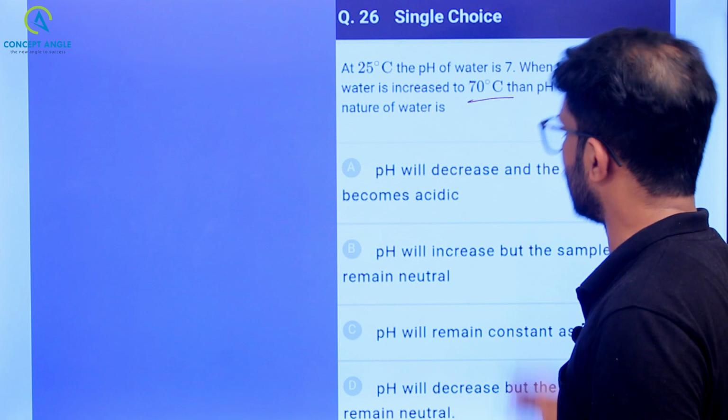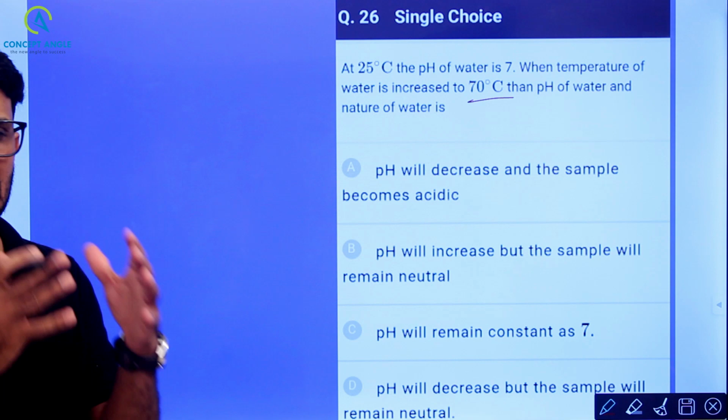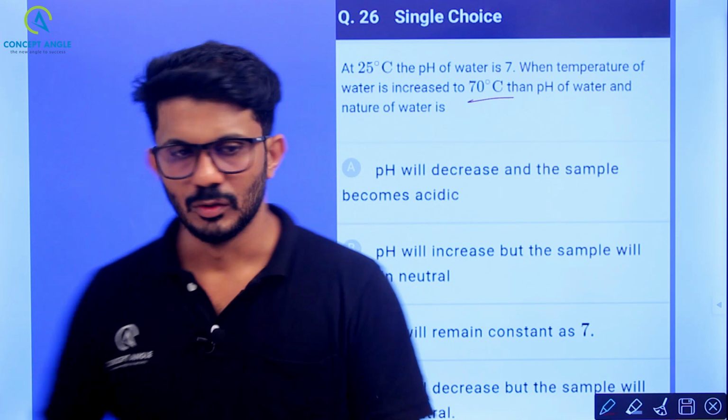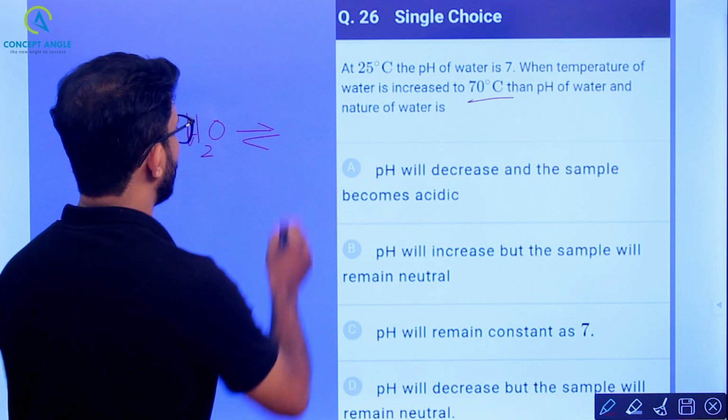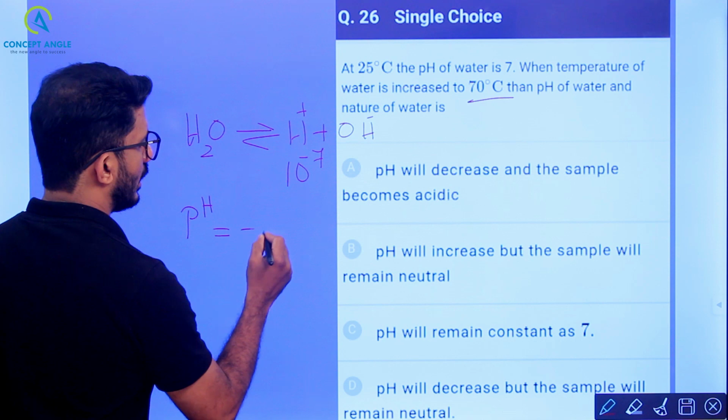pH is defined as the concentration of H plus or hydronium ion at a particular temperature. That means at each temperature there is a pH value. At room temperature we define pH 7 as neutral. When we take water, water is feebly ionized to H plus and OH minus. The concentration of H plus is 10^-7, so the pH is equal to minus log 10^-7, which is equal to 7.